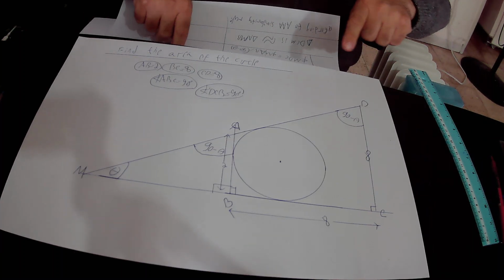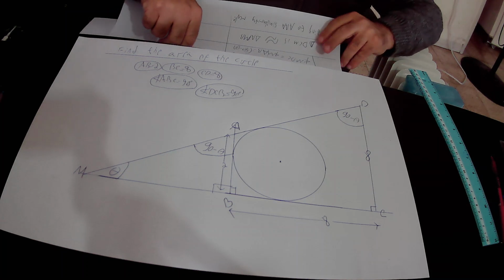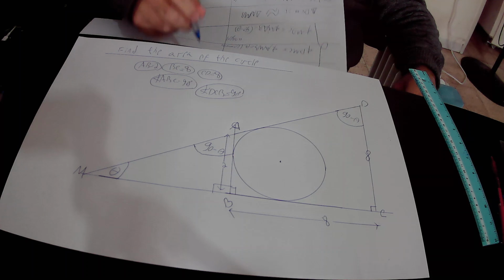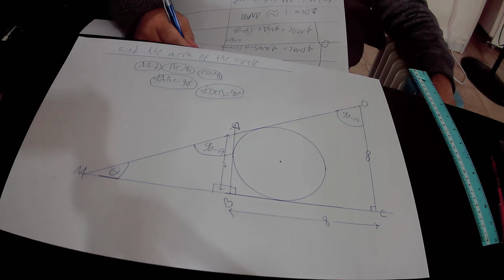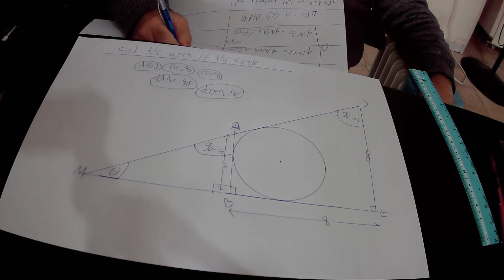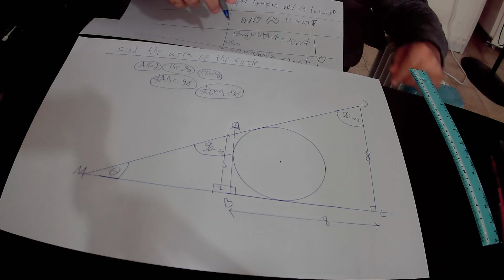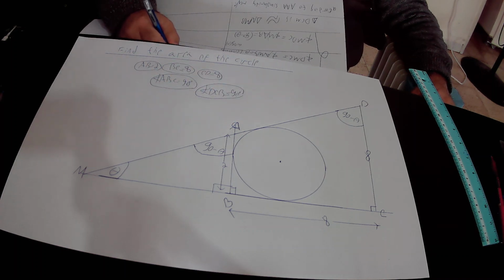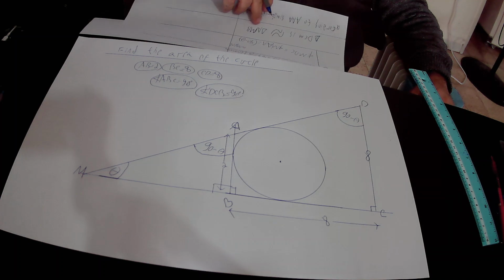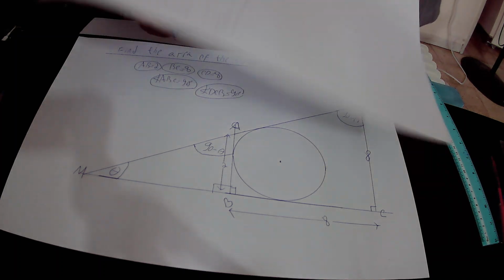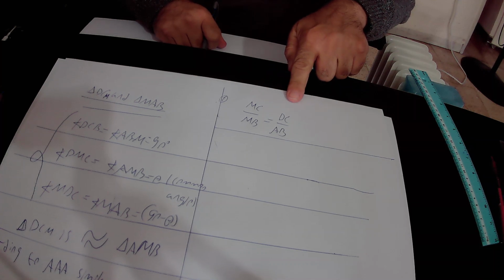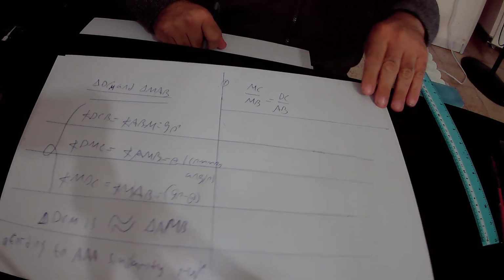We derive that MC, the big triangle, over MB, the small triangle, equals DC, the big triangle, over AB in the small triangle. I repeat again: MC over MB equals DC over AB.